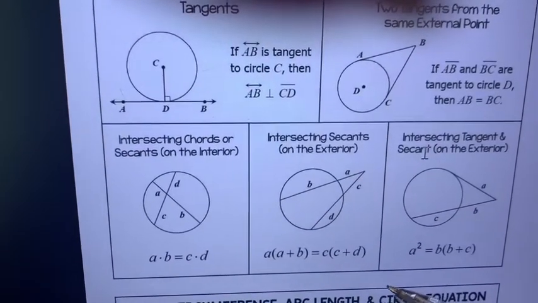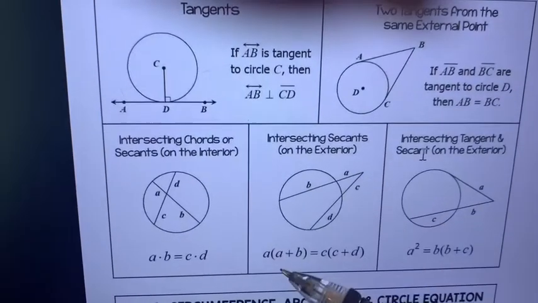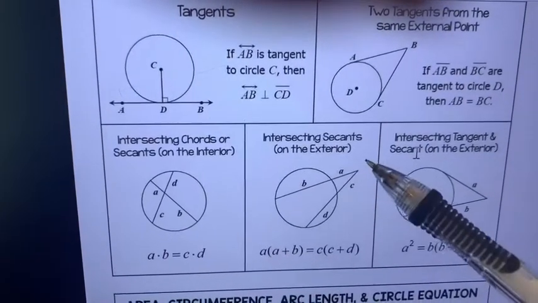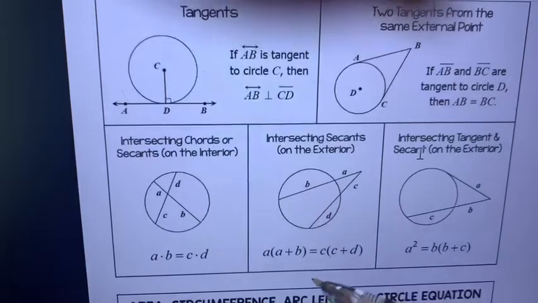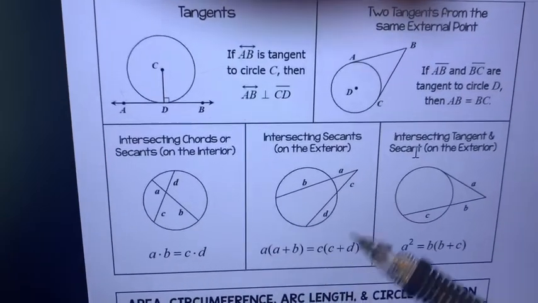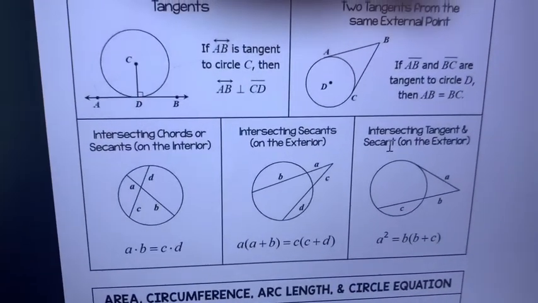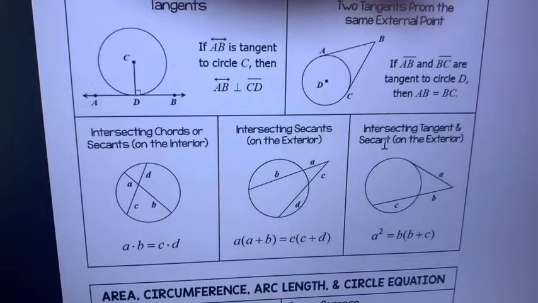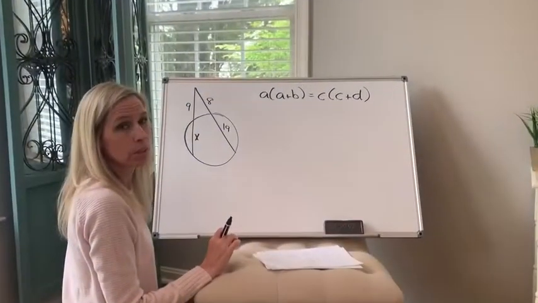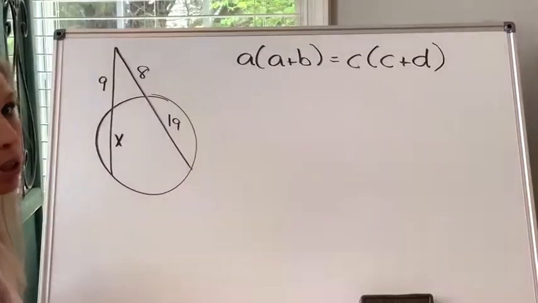All right, so our rule here is that whatever this length is, A, we multiply that times the length of A plus B, and that would be equal to the length of C times the length of this total C plus D. So that's what we're going to do. That's the rule we're going to use for problem number 5. This problem is similar to number 5 on your practice problems. We're using the rule we just went over.